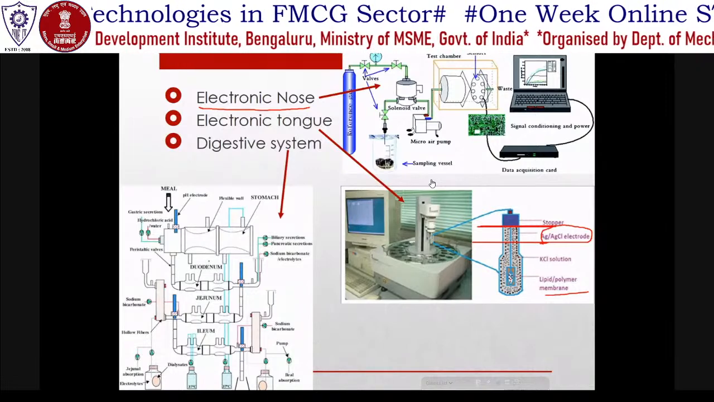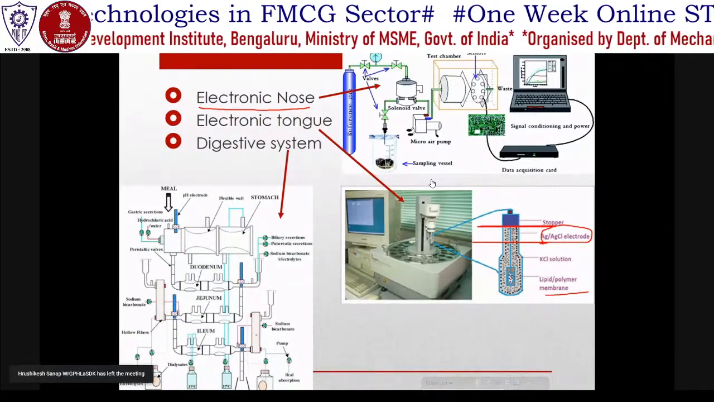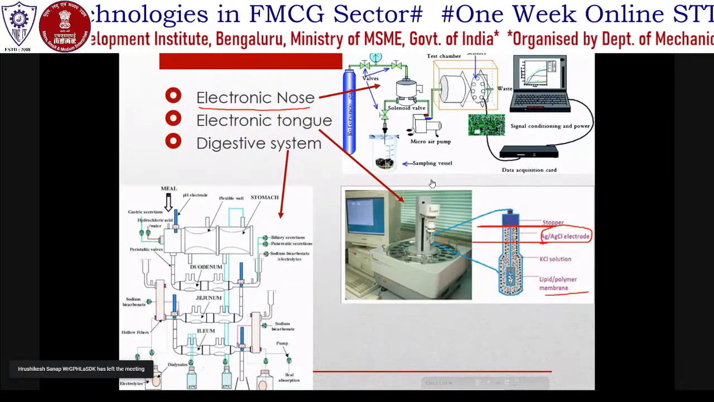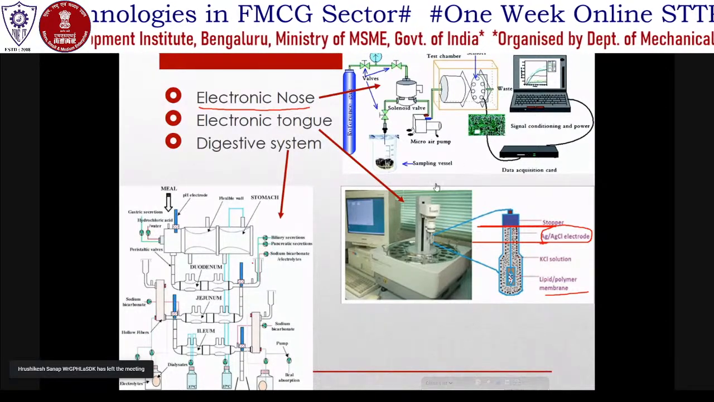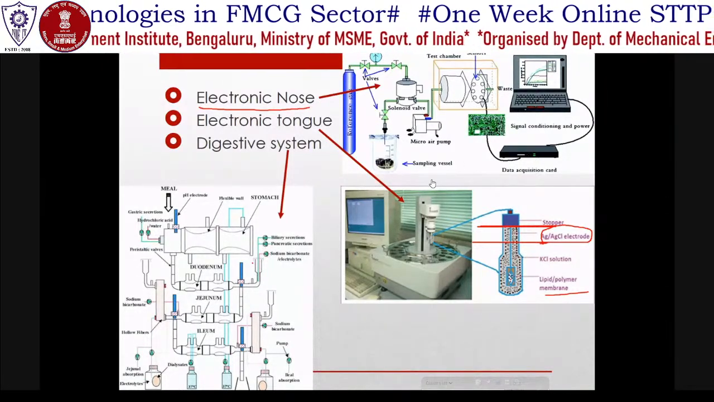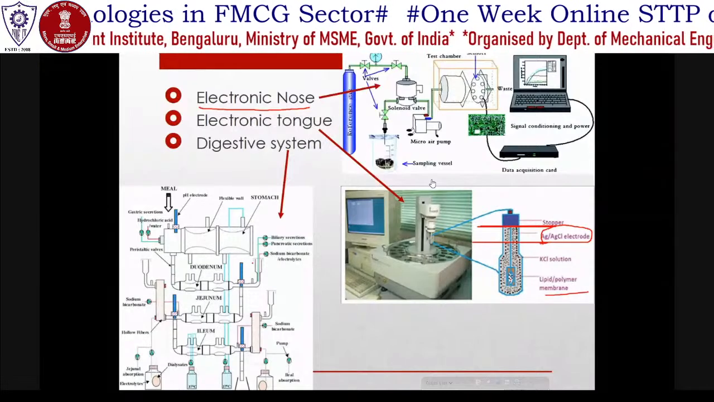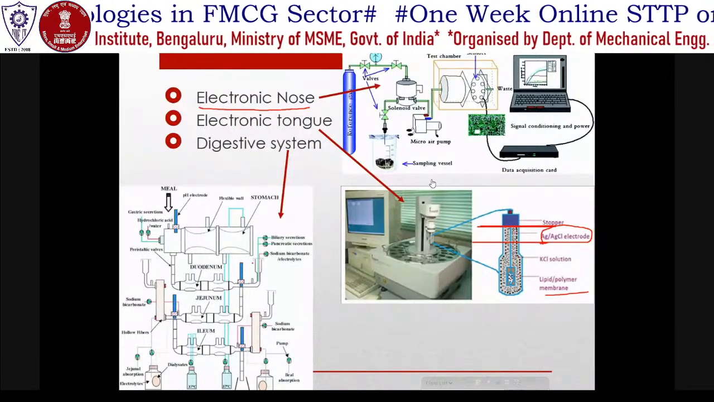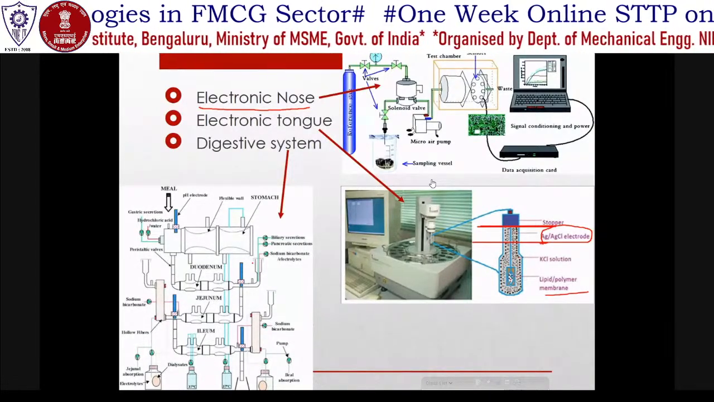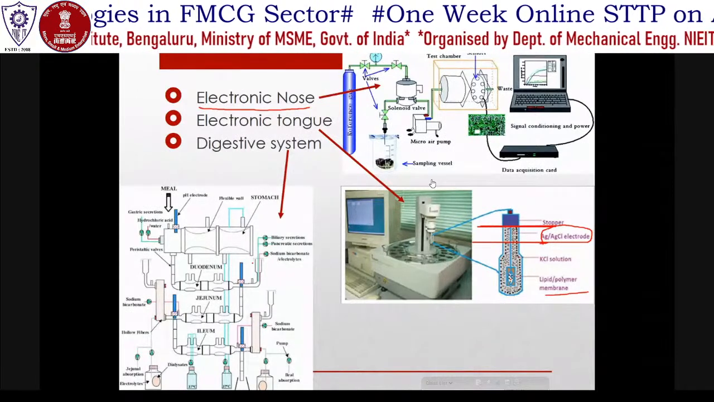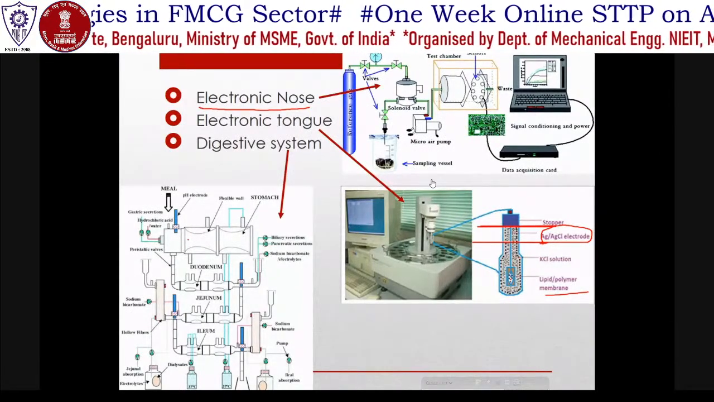We also have a digestive system, 100% mechanical, guys. So how does the food go down our food pipe? It is a peristaltic movement, isn't it? It is compression and then rarefaction, compression, rarefaction, compression, rarefaction. The same thing is simulated here.